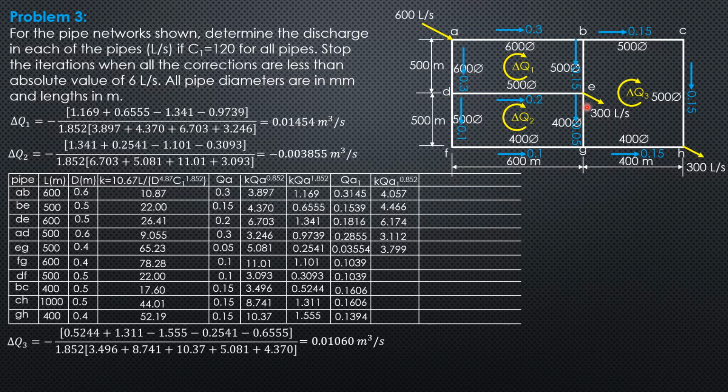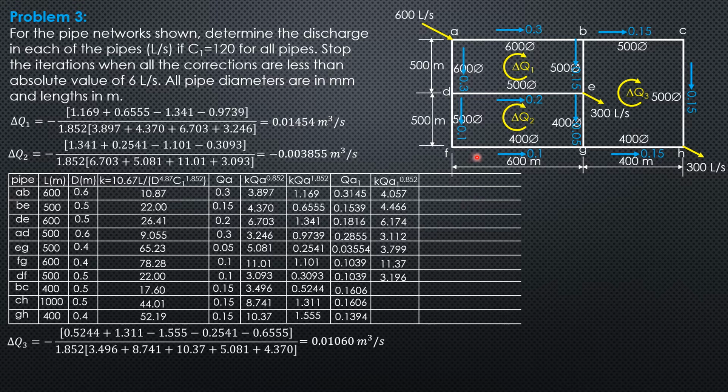EG. EG is common to loops 2 and 3. So EG is the previous 0.05, plus delta Q2 plus negative 0.003855, then minus delta Q3 minus 0.01060, and you'll get 0.03554.